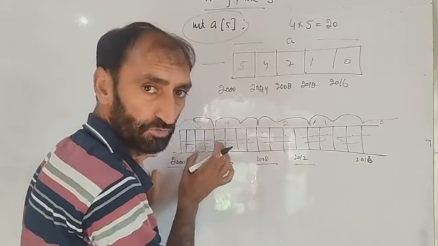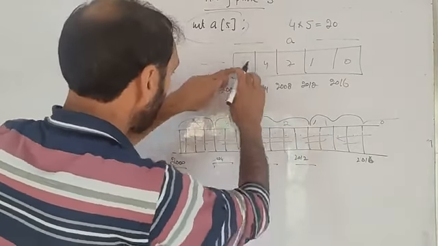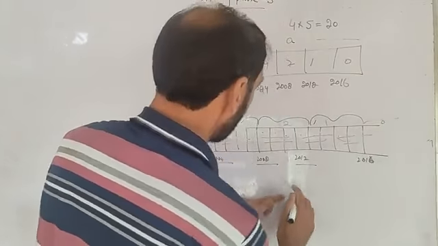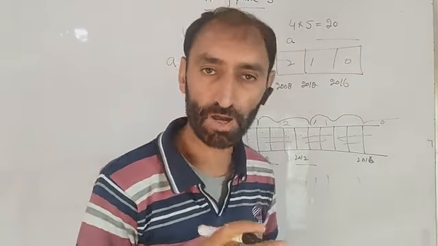They are stored in consecutive memory locations. That means they are stored one after the other. You can see that 5 is here, 4 is here, 5 is here, 0 is here, and the memory is here. You can see that. This is a property of the array.